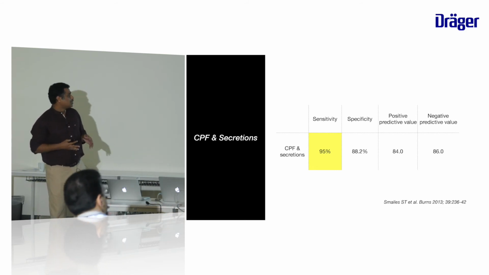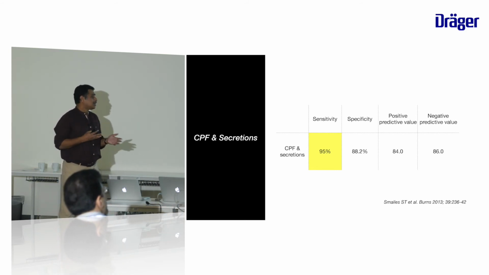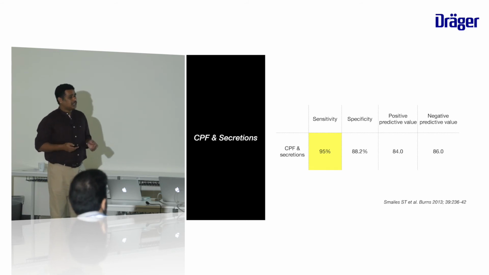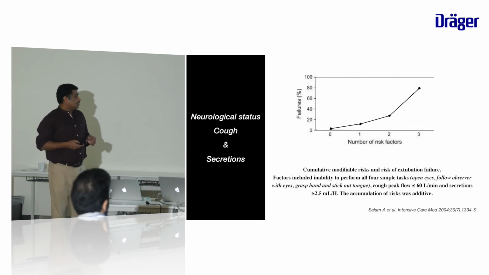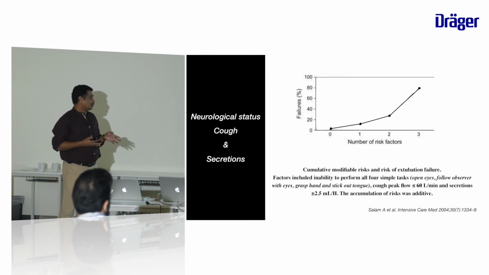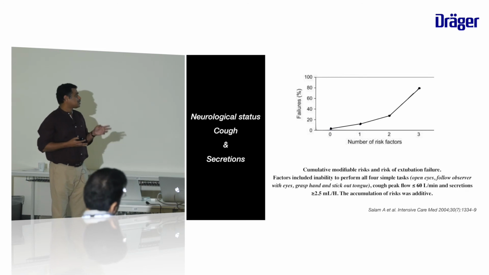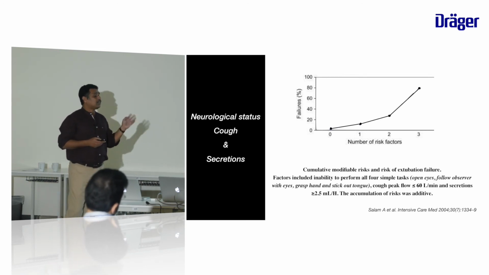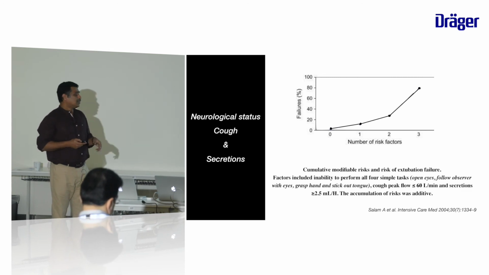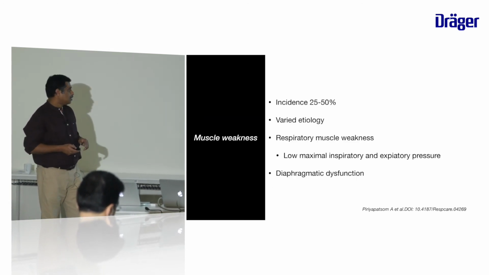Combining both, when you combine the cough peak flow rate and secretions, the sensitivity increases and you can detect more failures. In the same pattern, they combined 4 tasks: cough peak flow rate, simple task, and secretions. As the number of factors increases, the failure rate also increases.